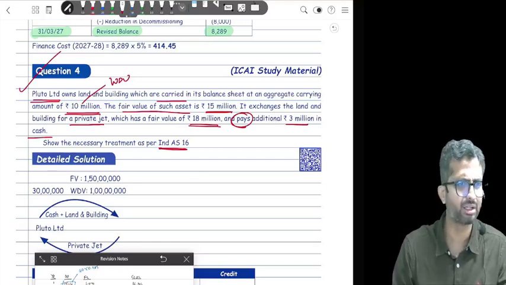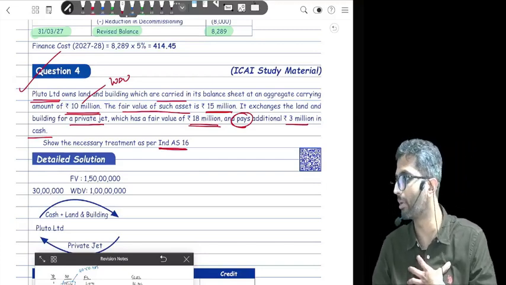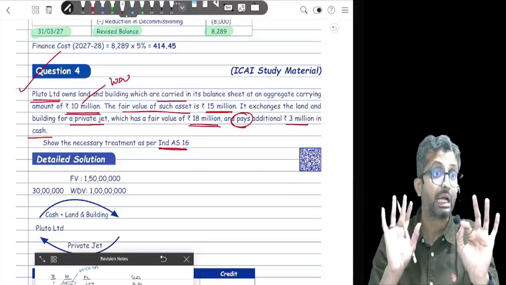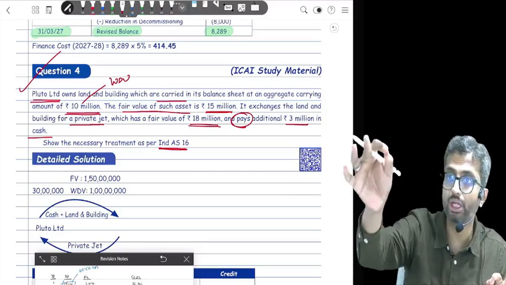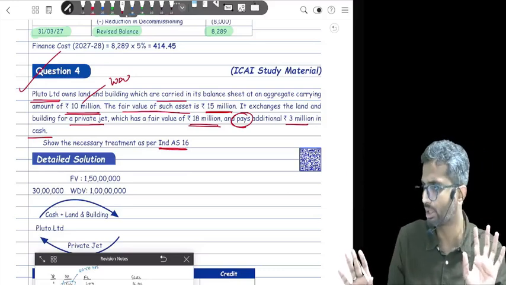So is it a barter case? Achha, what do we do in barter? I personally prefer to solve barter over 4 steps. Step number 1, you prepare the chart. Clearly figure out what is going, what is coming, where is cash, clearly figure out. Write down everything in a chart.